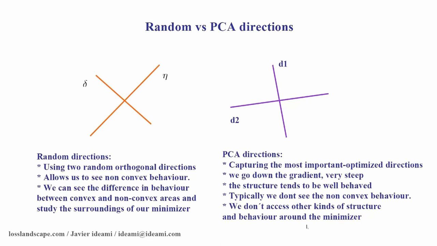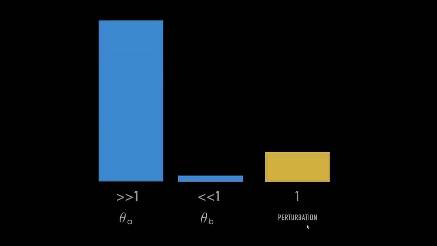So in summary, if you use PCA directions, you can capture the variation in the trajectory of SGD. You are visualizing the most optimized part of the landscape, but you cannot visualize all the richness, all the non-convexities and convexities of the landscape. If you do the opposite, if you do the random directions, which is what is mainly used in this project, then you visualize and you capture all the richness of the landscape, all the distribution of non-convexities and convexities, but you cannot capture all the richness and variation of the trajectory. So this is the difference between both.